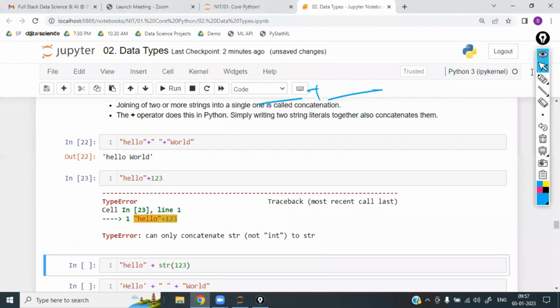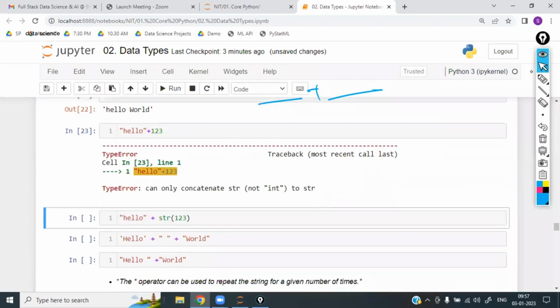That is, I can't add a string and an int. A string can be concatenated with a string only, not with an int, not with a float, not with a boolean. String concatenation means adding of strings only, not adding of different data types.